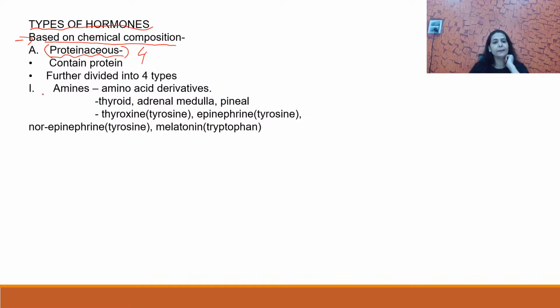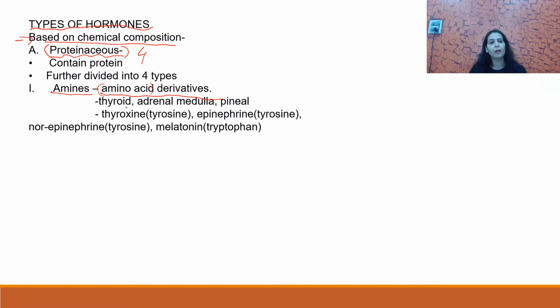Number one, amine, the hormones which are amines. By amines, we mean they are derived from amino acids, right? If you have learned the chapter biomolecules, there you would have learned that there are many amino acids which are required for hormone formation. Many of my students who have done biomolecules with me know what I am trying to say. They can write it down in the chat box also. If the hormones are derived from amino acid, they are known as amines.